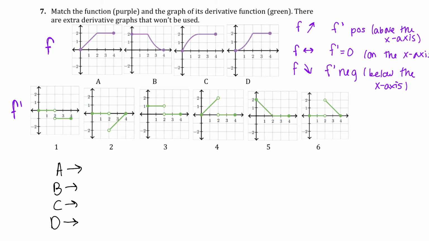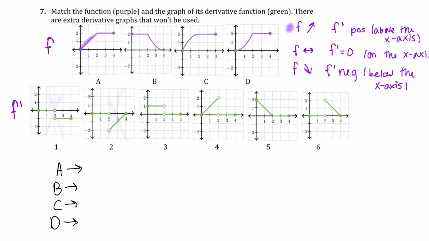So if we're looking at this, we are increasing on this area here. We are increasing. That means that f prime, when we go to the derivatives graph down here, should be above the x-axis up until 2. So it can't be this one.